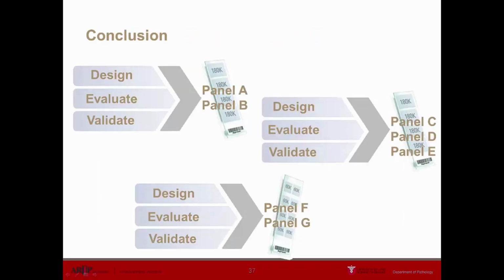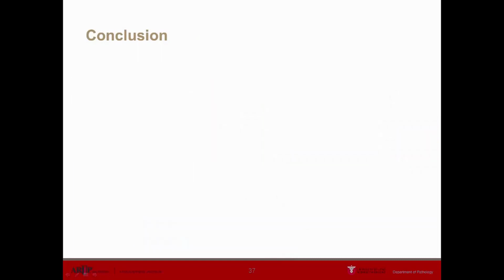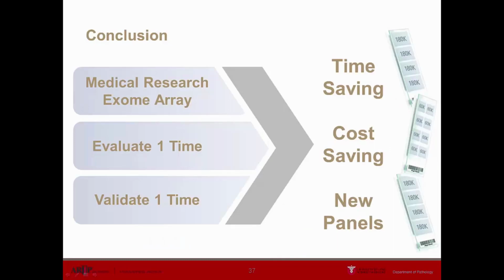So that's why we feel, so this has been our old way of going into the lab, a very time-consuming way. We now have the medical research exome array where we evaluate at one time. We validate it at one time. We can quickly choose genes, knowing they're validated internally at ARUP, to put as new panels. It results in a time saving, a cost saving, and a very quick introduction of new panels into the clinical lab.